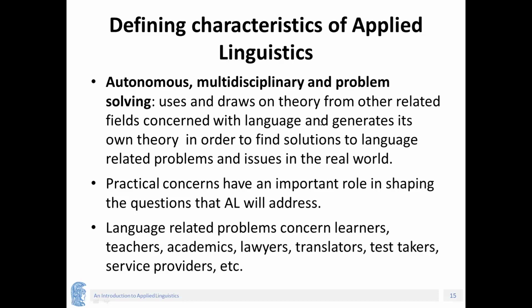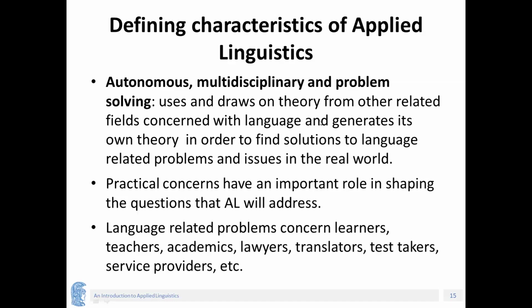Applied linguistics uses and draws on theory from other related fields concerned with language and generates its own theory in order to find solutions to language related problems and issues in the real world. Under applied linguistics, we are trying our level best to find a method to resolve these problems. That is the task of applied linguistics.